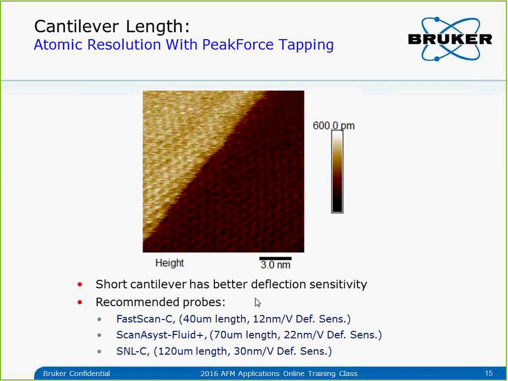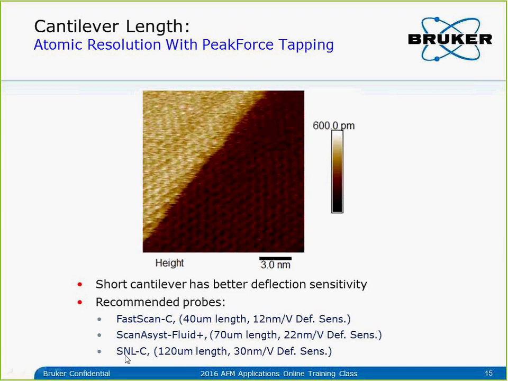They all work. The second choice probe I use is the ScanAsyst-Fluid+. It's a sharp probe, but it has a little bit longer length, about 70 microns, and its deflection sensitivity is slightly worse than FastScan-C, about 22 nanometers per volt. I can get atomic resolution with the ScanAsyst-Fluid+, but it's a little bit more difficult.